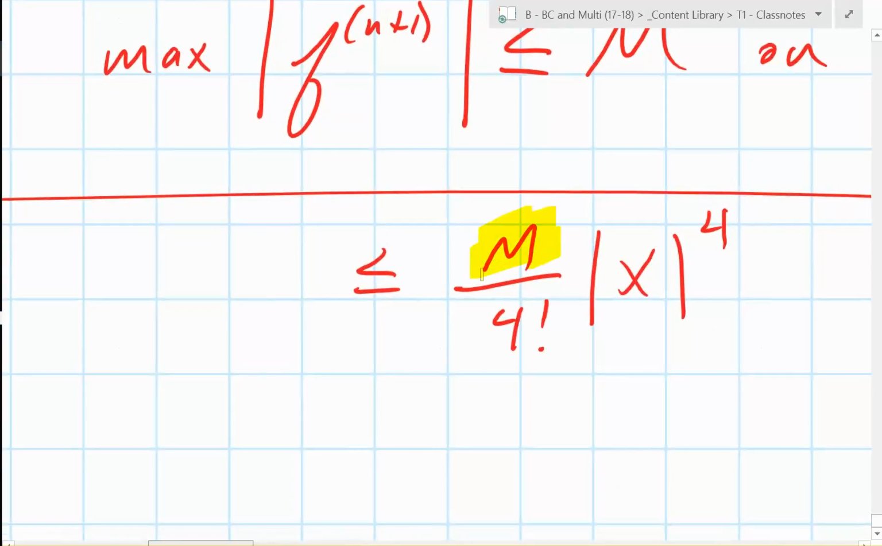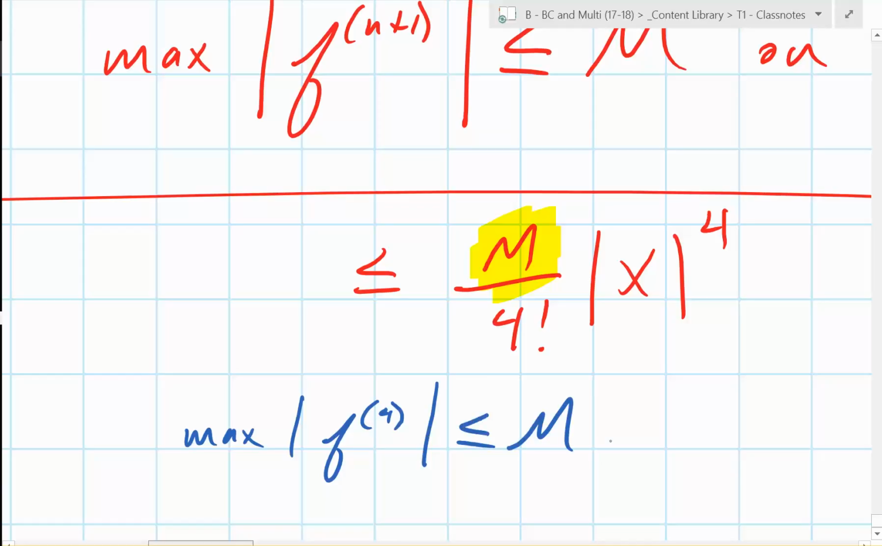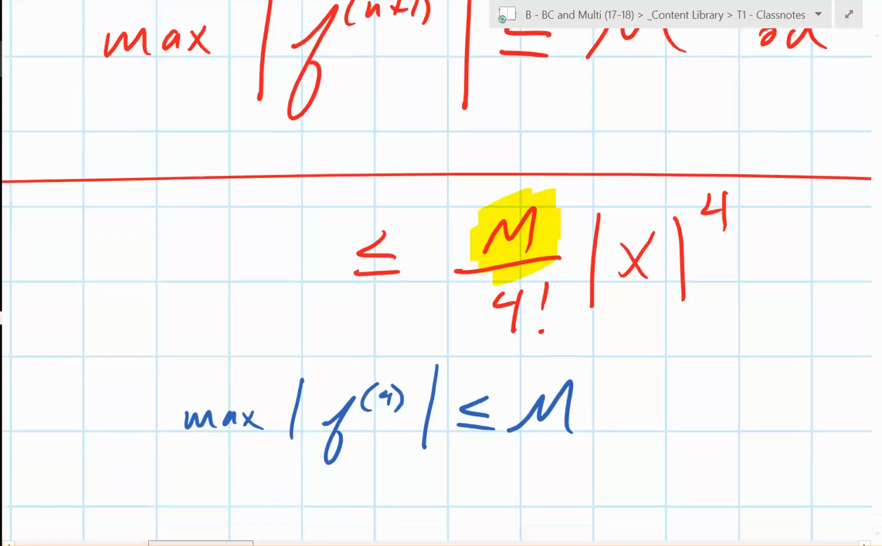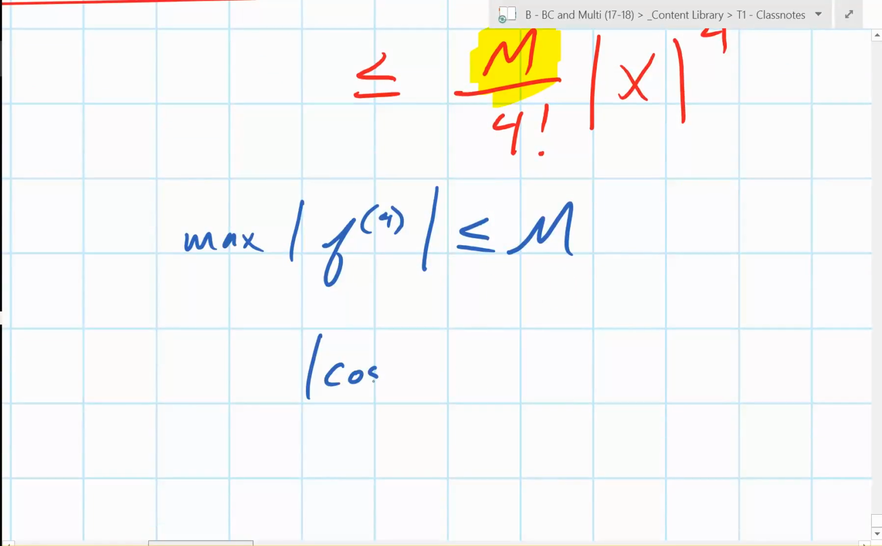What did I say the second stage is? Finding M. You have to write this down. The max of the (n plus 1)th derivative, so that's the 4th derivative, is less than or equal to M on the interval. Some of you did this out. What is the 4th derivative? I think all of you got it. The 4th derivative is cosine of x, less than or equal to M on the interval.